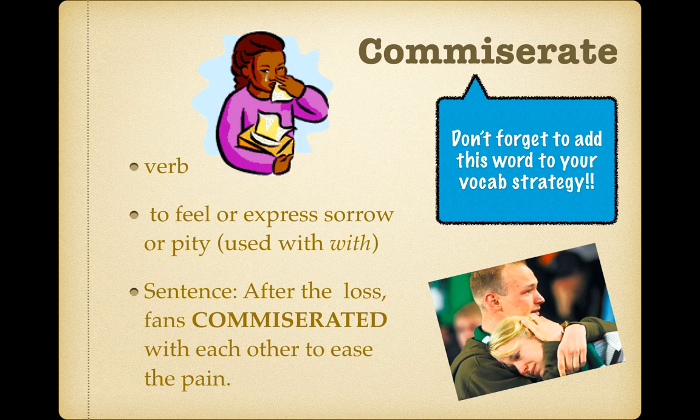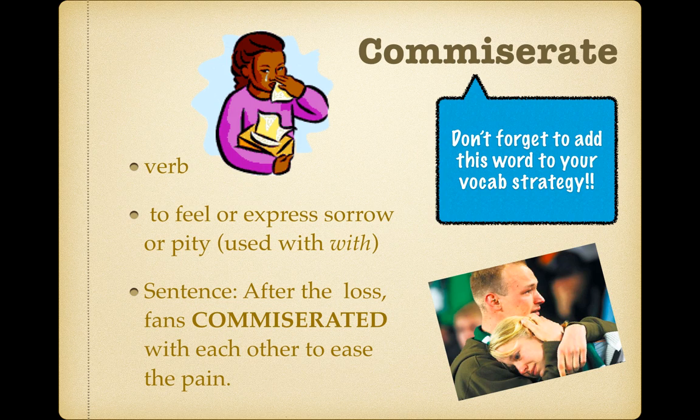The third word that we're going to learn today is commiserate. Again, C-O-M is the root here, not C-U-M, which is shown on the root slide. It's a verb, and this word is almost always followed by the word with. So that's a kind of clue that you might want to jot down on your vocab strategy. It means to feel or express sorrow or pity.